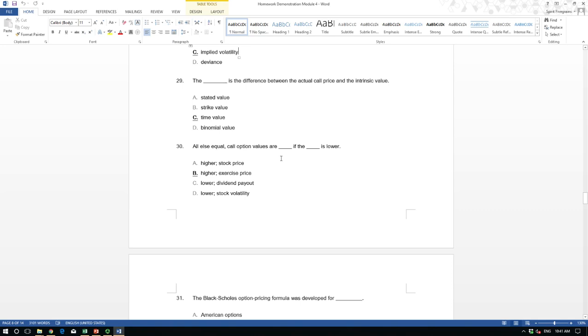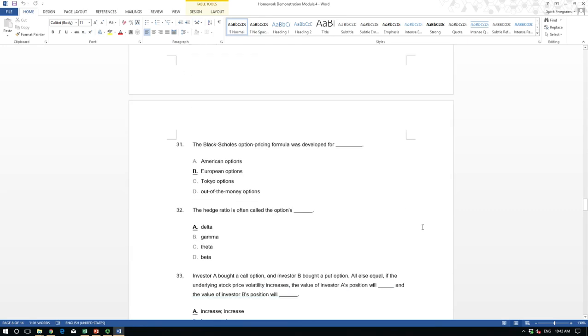Call option value is higher when the exercise price is lower. It's the opposite direction, right? And if the stock price is lower, then the option price should be lower, so that's not correct. If the dividend payout is lower, then the call option price should be higher. And the last one, if stock price volatility is lower, of course the call option price will be lower. So the best answer is B.